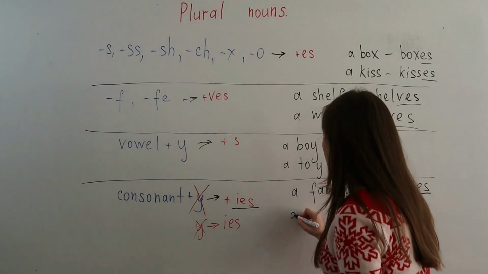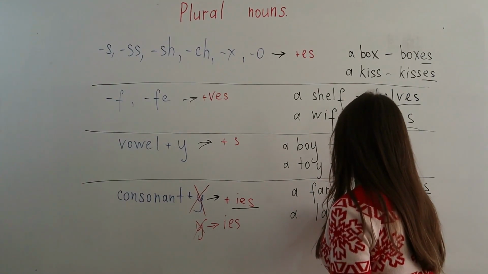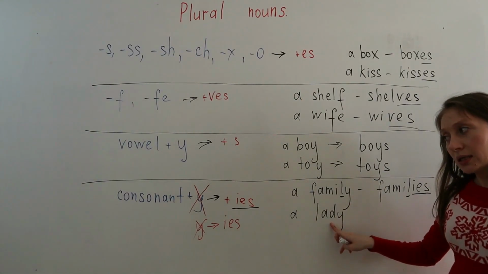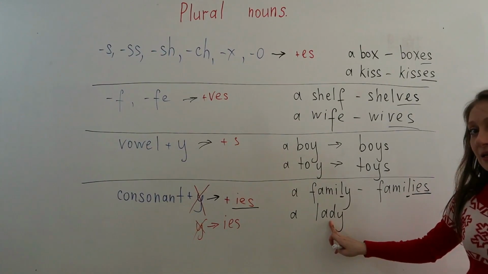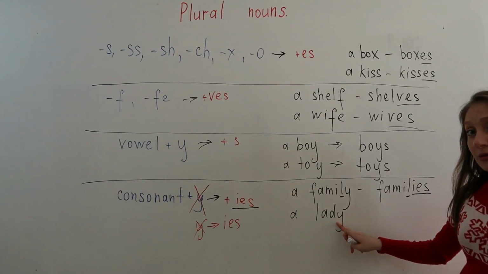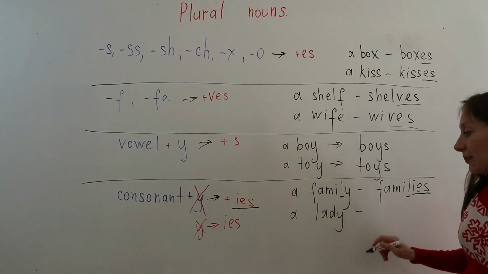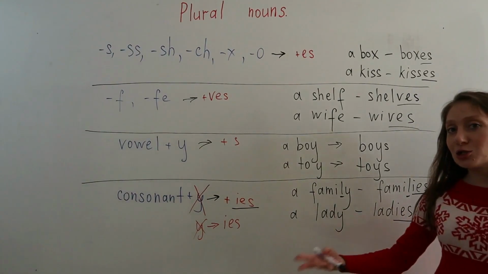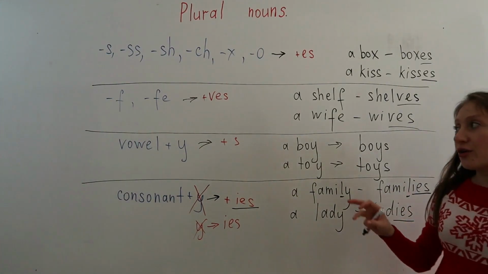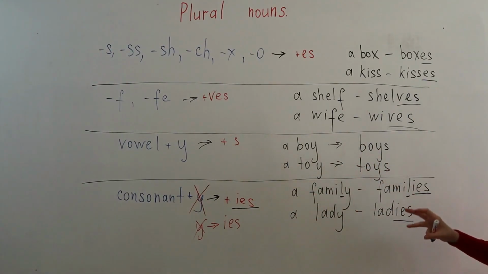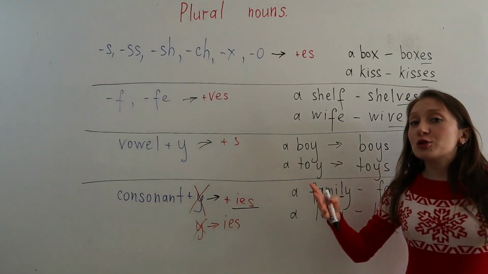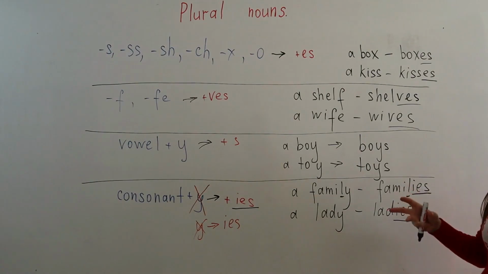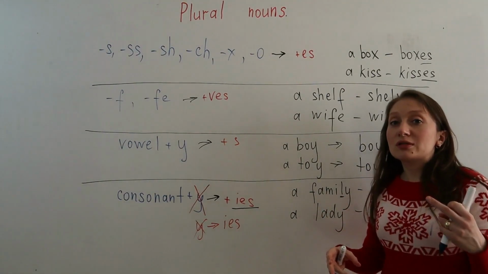And the next one. One more example. A lady. A lady. Again, is it a vowel or a consonant? Yeah, this is a consonant. D sound. We have the letter y, so the plural form will be ladies. Ladies, ladies and gentlemen, and so on. So these are the basic rules for making plural nouns. In later lessons, I will teach you how to make the plural form of irregular nouns, right?